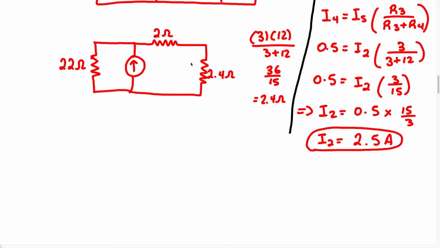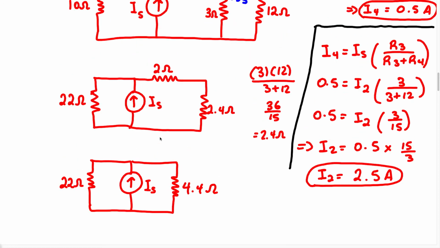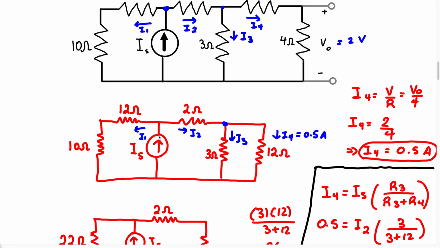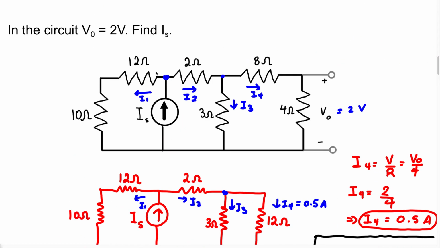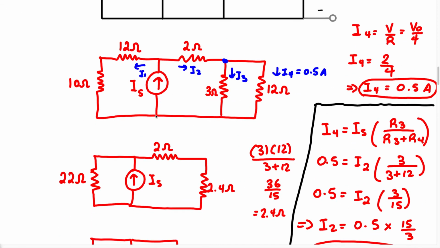We know these two resistors are in series, so let's just redraw this to have one resistor. So we can now redraw this to look like this. We know 2 plus 2.4 is going to give us 4.4 ohm. Now look what we have here, right? We have two resistors in parallel and we have a current source. So it's very important that we remember what they want us to find. They want us to find IS, which is this current source here, right?